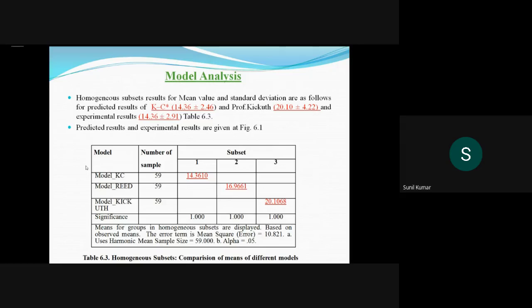In one of the experiments we conducted, we checked which formula gives a more realistic result, nearer to the experimental result. We found that the KC model, which considers the background concentration, gives a result very near to the experimental result. Hence, in one of the studies, done by me in our plant, we concluded that the KC model gives the nearest result compared to the Kickuth model. This was studied in one of my PhD papers, required for academic purposes.